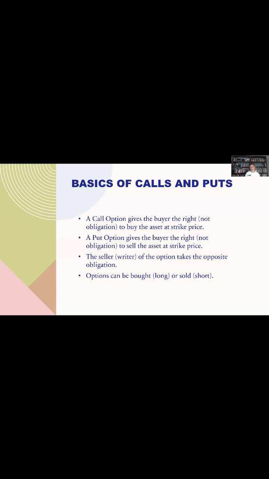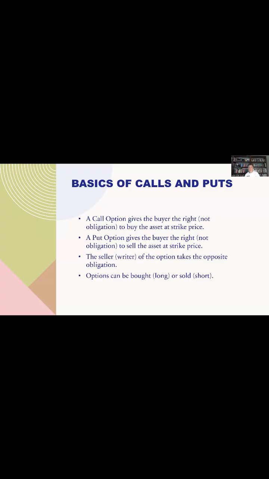So we've done that. And so now I wanted to talk about what is an option. You have two different kinds of options: a call option and a put option. A call option gives the buyer the right, not the obligation. That's the key right there, by the way. Those two words, the right versus an obligation.